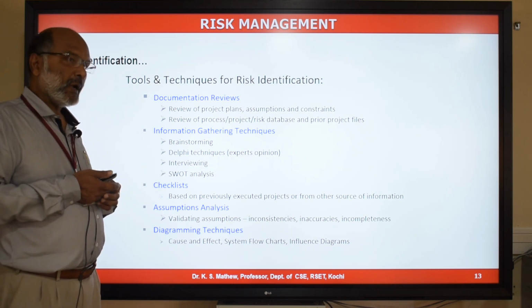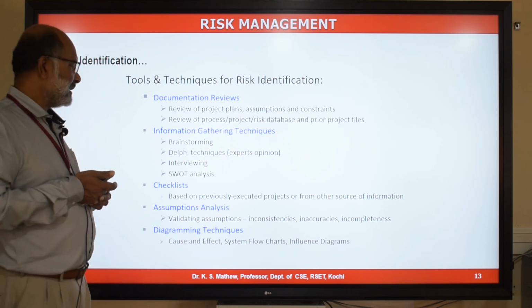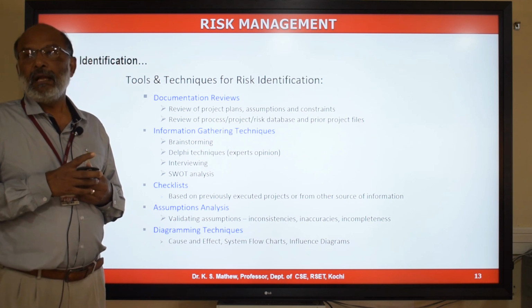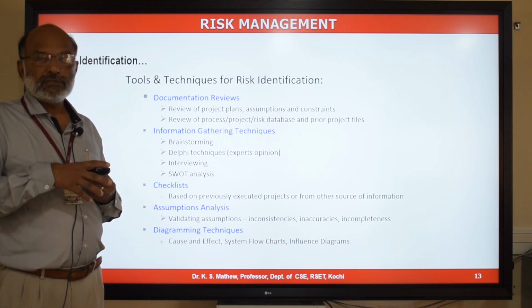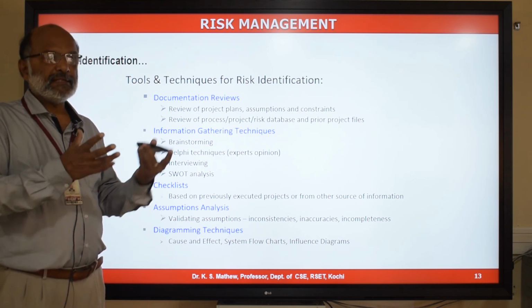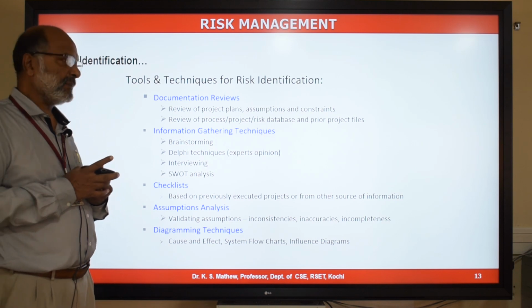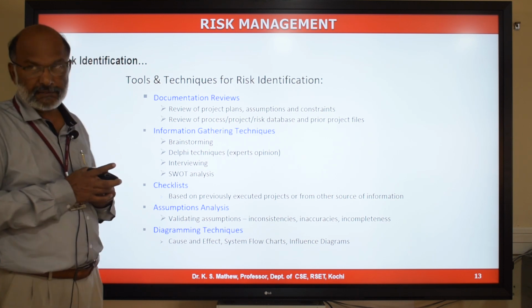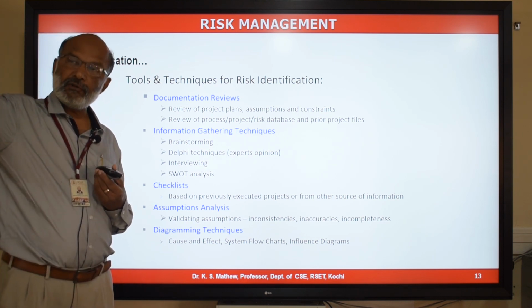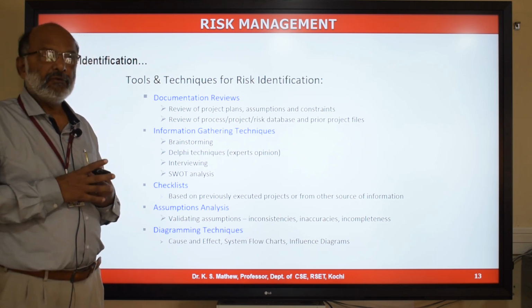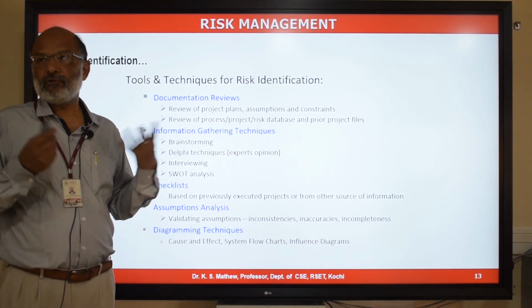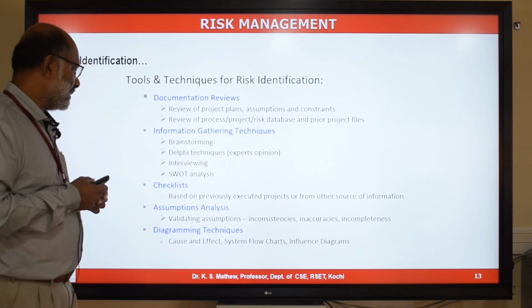You can also do a SWOT analysis: strength, weakness, opportunities, and threat analysis. You can look at the strengths and weaknesses of the organization and the project, which will help you to identify some risk related to that weakness. Similarly, you can look at the opportunities and threats in the market, which will help you to identify some risk. So you can do a SWOT analysis, which will help you to identify risk in your project.